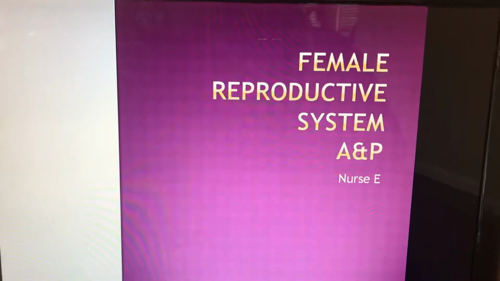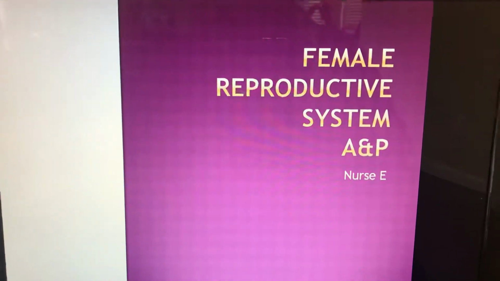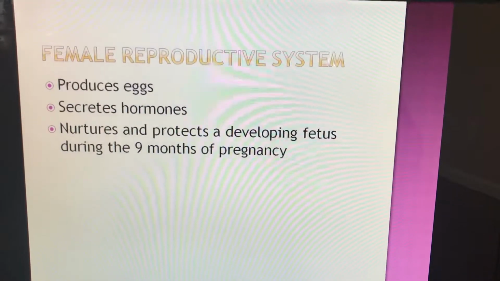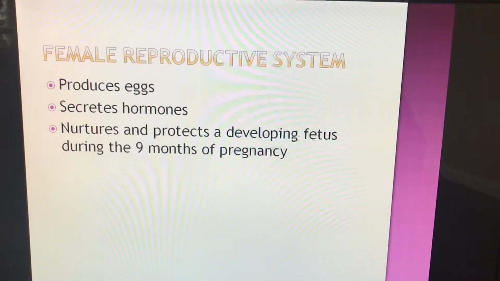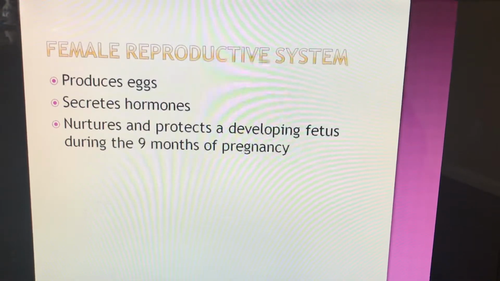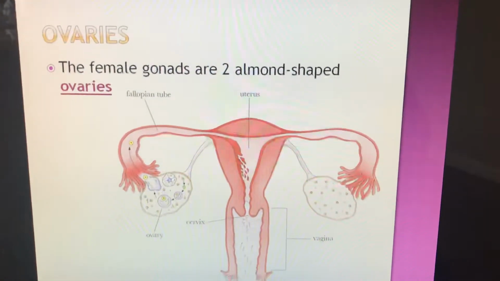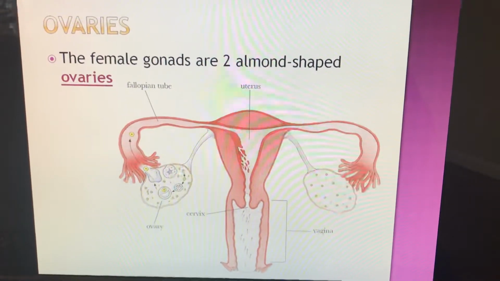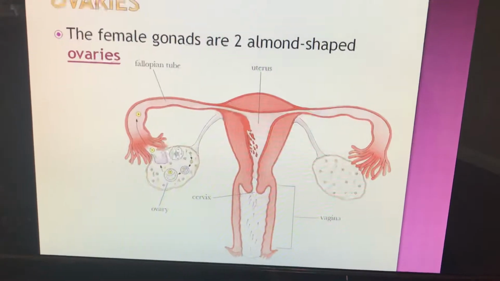This video is the Female Reproductive System, A&P Chapter 28. So the female reproductive system produces eggs, secretes hormones, and nurtures and protects a developing fetus during the 9 months of pregnancy. So you have your ovaries. The female gonads are 2 almond-shaped ovaries.